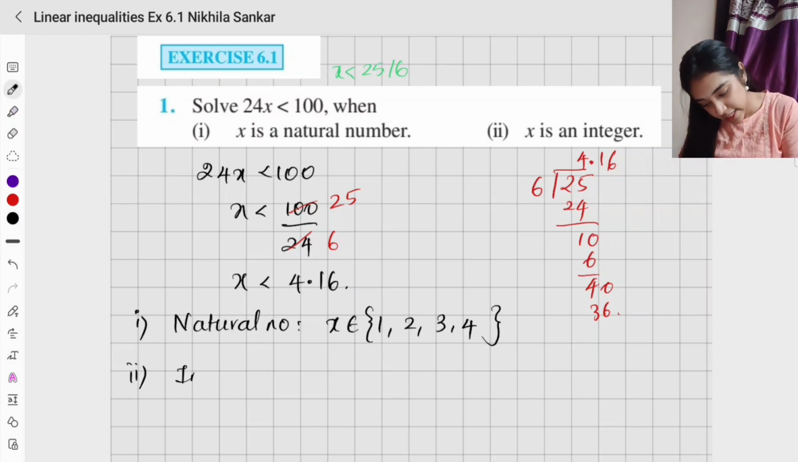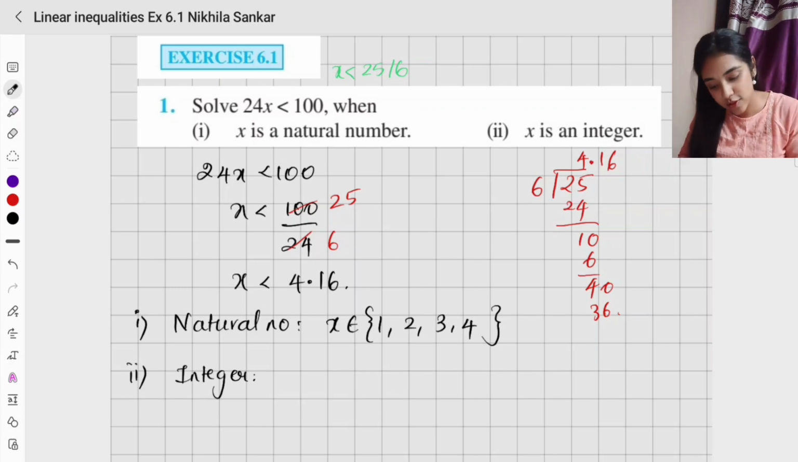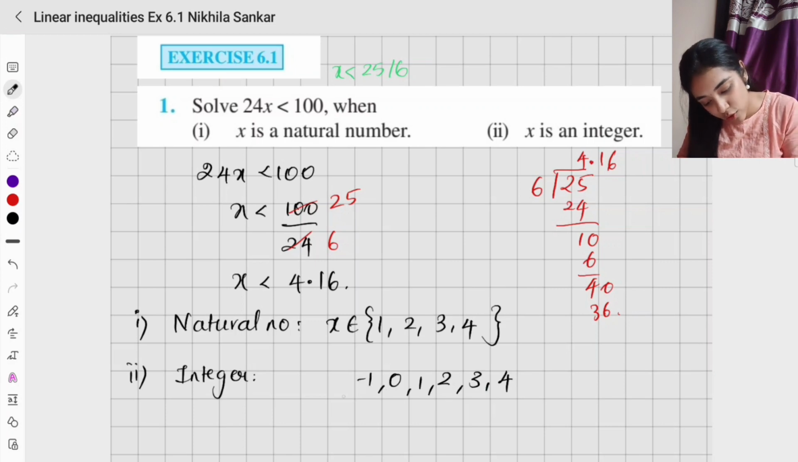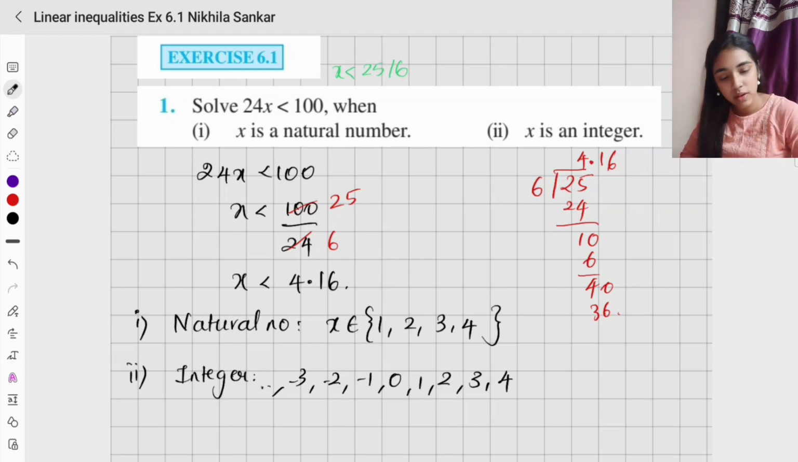Second subsection, x is an integer. Integer na enartham, it includes all the negative numbers also. So my values end at 4. Adukku munadi enna values irukku? 3, 2, 1, 0, -1, -2, -3 and no end. Negative numbers ku end kedayadhu.